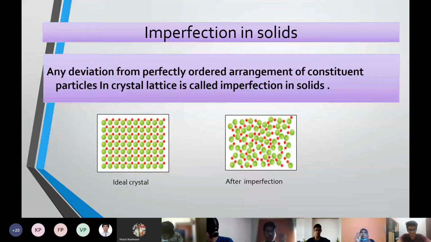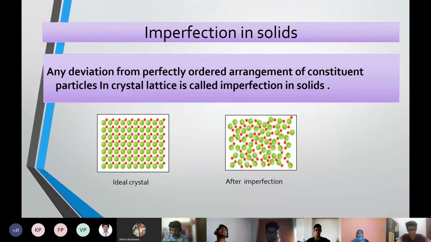It could be because of a defect in only one point, or it could be a problem with the entire row. So there are different types of imperfection possible, but any deviation from the perfect arrangement we call imperfection. So that is the definition of imperfection. That's what we are looking for, imperfections in solid.